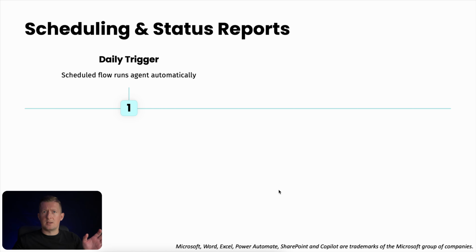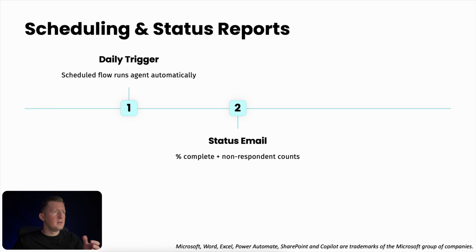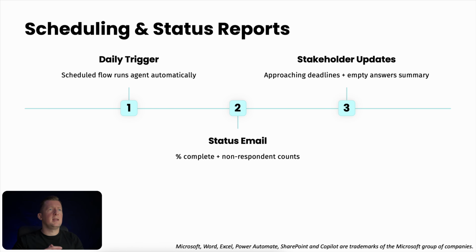As I showed you, we can set up a daily trigger, a scheduled action in Microsoft Power Automate to run all these steps automatically. Basically, a status email can be sent, as I showed you, with the percentage of complete and the non-respondent counts. And the stakeholders, participants can be reminded as well to complete or submit the form. What I wanted to mention to you is that this is an easy, fast setup for an agent like this. It can deliver good answers.